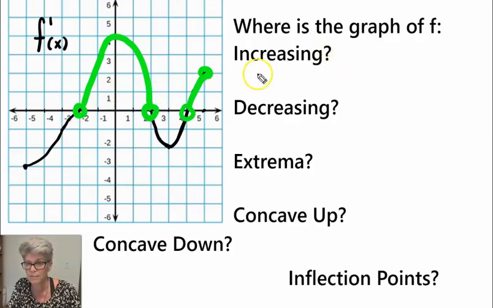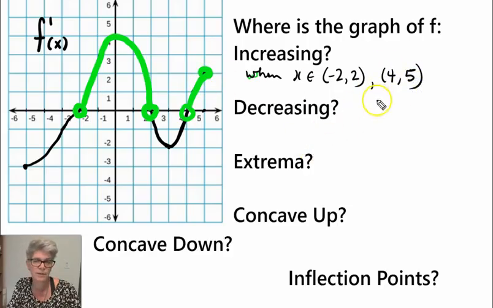So this happens when x is between -2 and +2, so that's an interval, not a point. And whenever x is between 4 and 5. So again, that's an open interval there, not a point. So the graph of f will be increasing whenever the x values are in between -2 and +2, and strictly between 4 and 5.